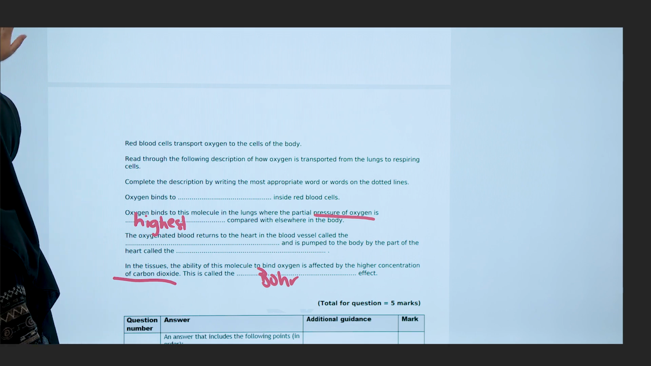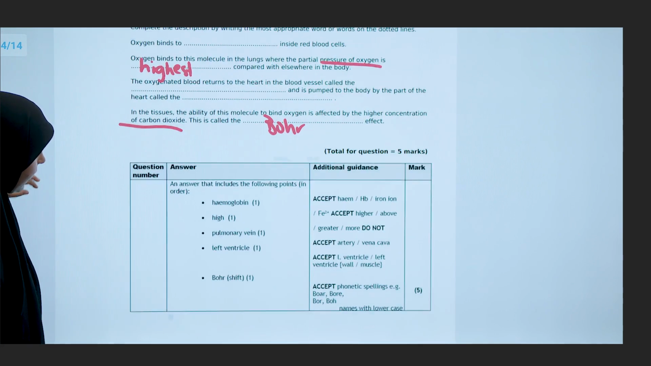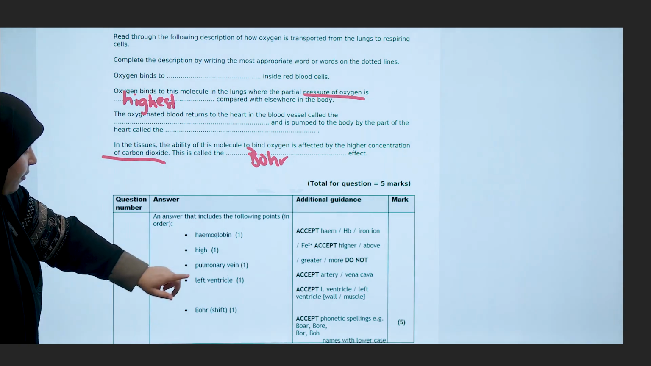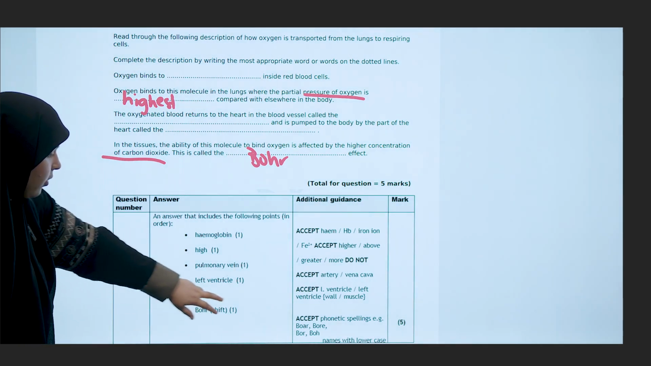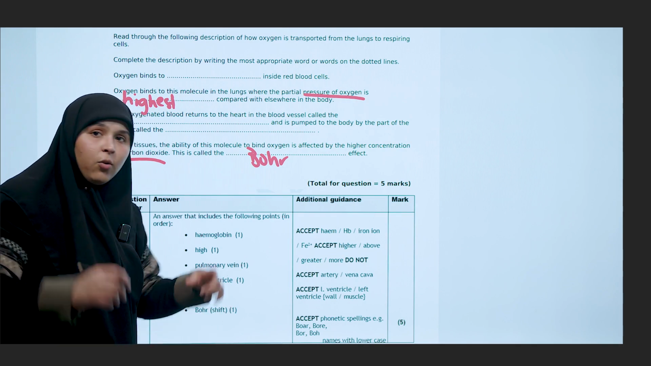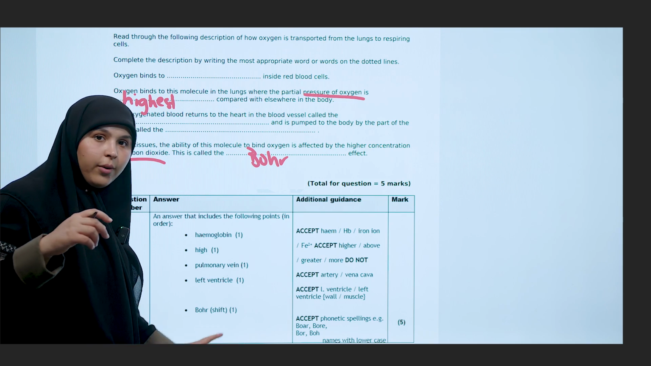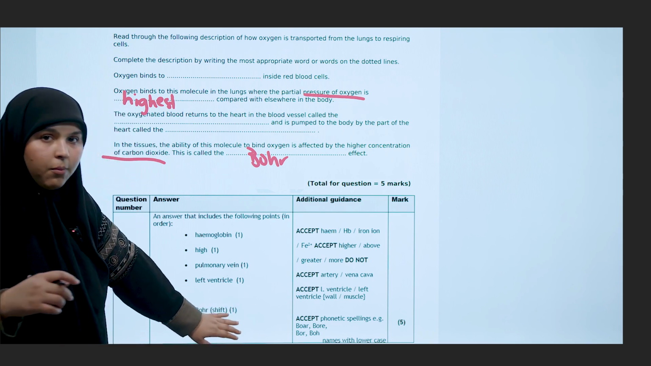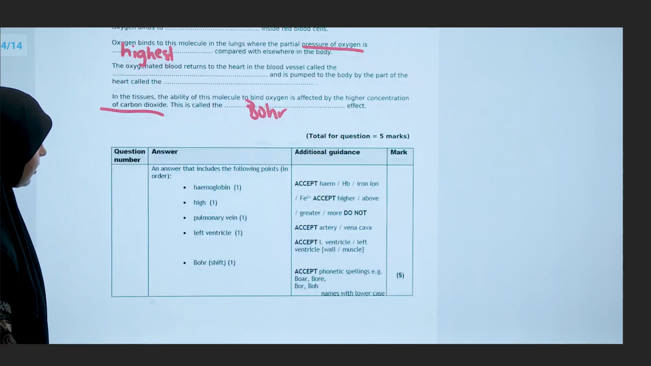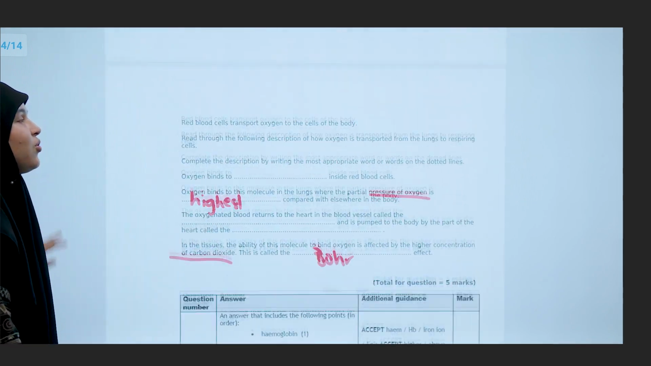Let's check our mark scheme to see. So we talked about hemoglobin. It's having high... pulmonary veins, left ventricles. This is not related to our discussion for today. And then we have the Bohr shift effect. You know that what's in between brackets is optional to write. If you wrote down Bohr, it's going to be correct. So this concludes our discussion about the oxygen hemoglobin dissociation curve.